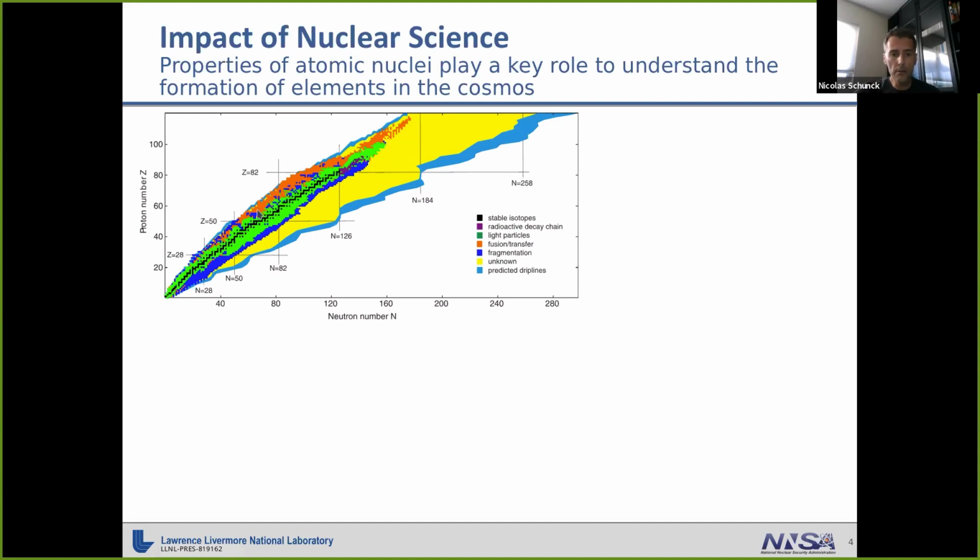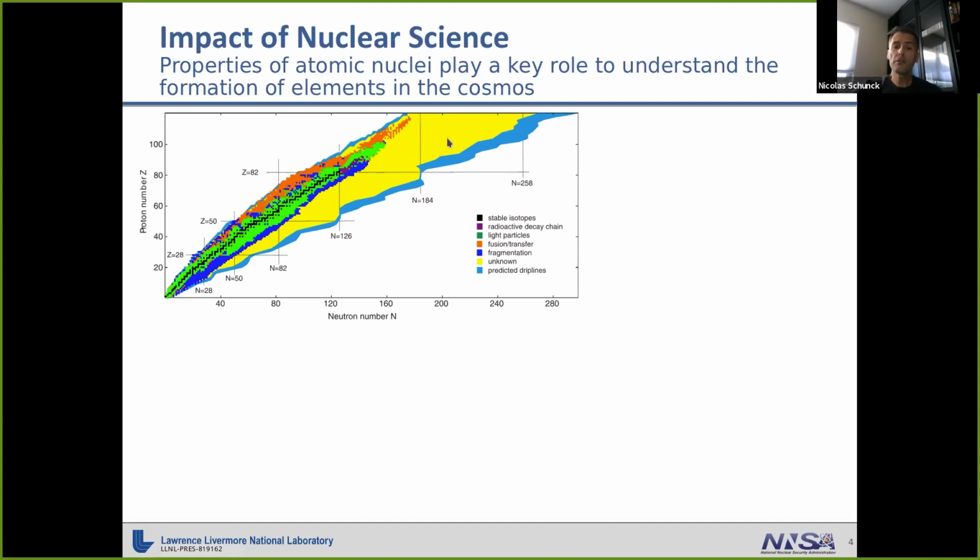The green, the red, and blue ones are unstable isotopes that have been studied in the laboratory nuclear reaction experiments. And there is about 2,000 to 3,000 of them. I don't remember the exact number now. Now, what is more interesting is the yellow area.